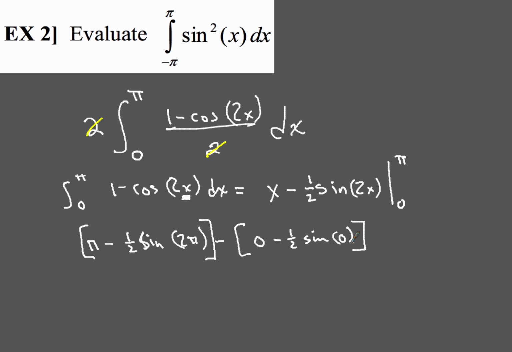is just sine of 0. When you evaluate that, of course, you're going to have pi minus 0, because sine of 2 pi is just 0. So that's going to be that first piece, and then 0 minus 1/2 sine 0. Now sine 0 is just going to be 0, so we're going to have 0 minus 0 in the second one. So all of that, and you're just left with pi.